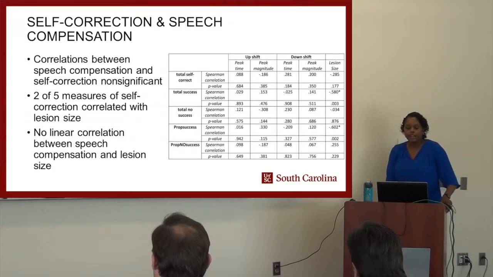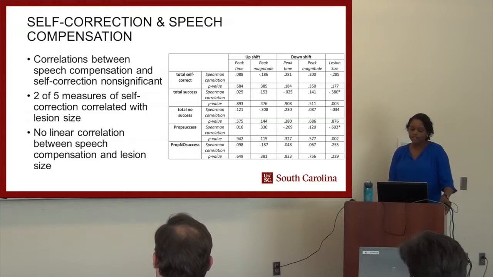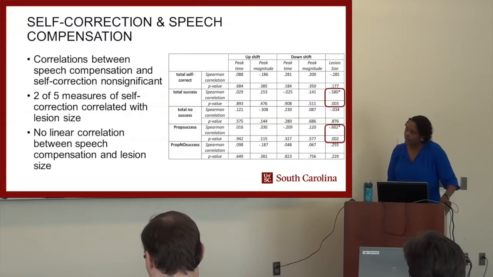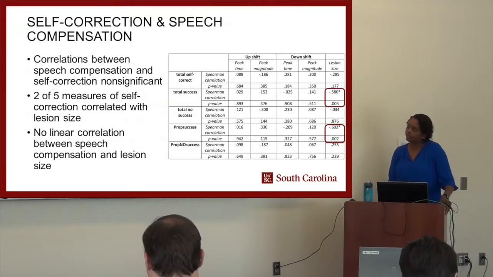So we found that the correlation between speech compensation in response to AAF and self-correction was non-significant, but we did find that 2 of the 5 measures of self-correction were correlated with lesion size, which would be expected. However, there was no linear correlation between speech compensation and lesion size, and that may be a result of the wide variability in performance.